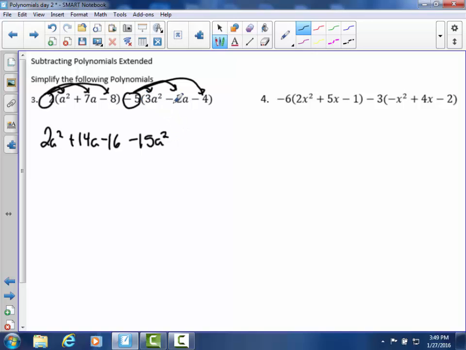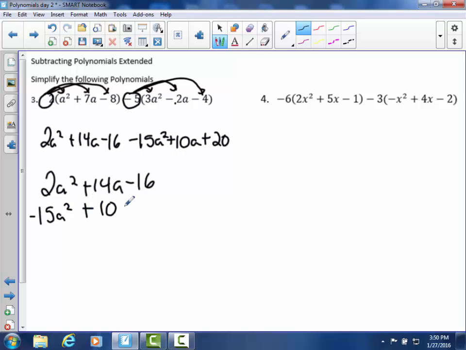And then negative 5 times negative 2 is positive 10a squared. And then negative 5 times negative 4 is positive 20. Okay. So now we can put our like terms together, or we can write it vertically. I kind of am partial to the vertical style, so I'm going to do that one here. So we add them together.